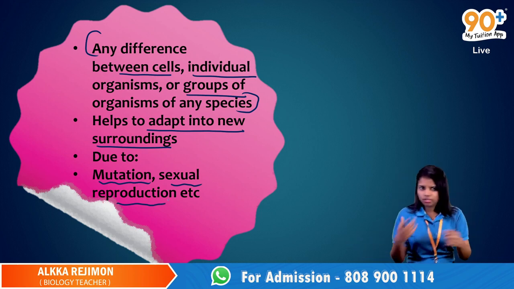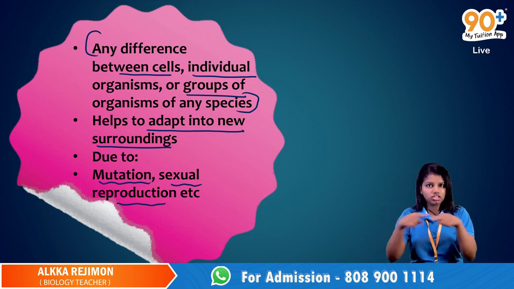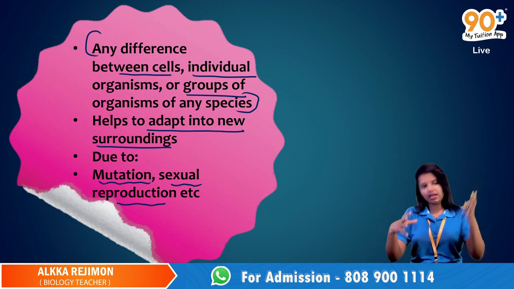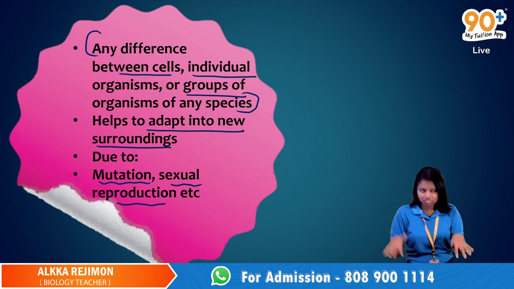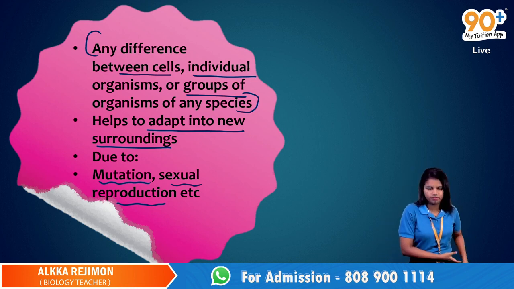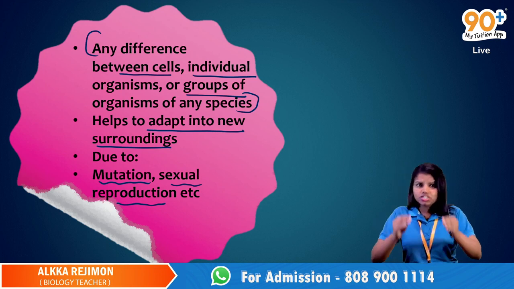So whenever sexual reproduction is taking place, interchanging of chromosomes is happening from the parents, like from the mother and from the father. The chromosomes are getting crossed over. We are exchanging the genetic material to create an offspring. So there is a chance of variation.